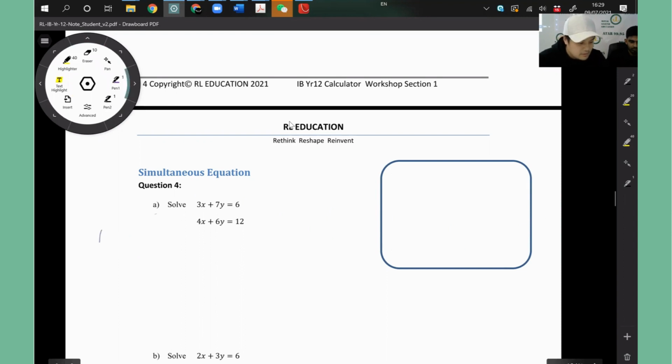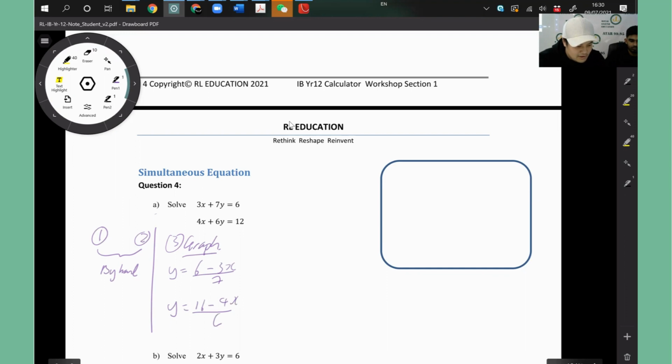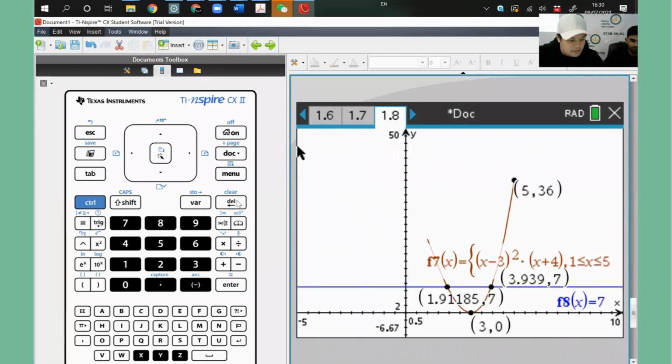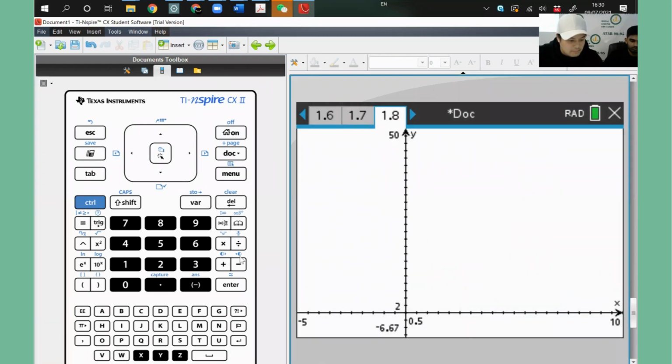Of course, you can do the first method, substitution. Method 2, elimination. That's all by hand. I don't want by hand. So method 3, graph. I need to rearrange, so y is equal to 6 minus 3x over 7. But this is a bit dumb, but anyway, better than nothing. Okay, so I got an equation. I grab it. I want to delete everything. Delete. Yes. Okay. Menu.